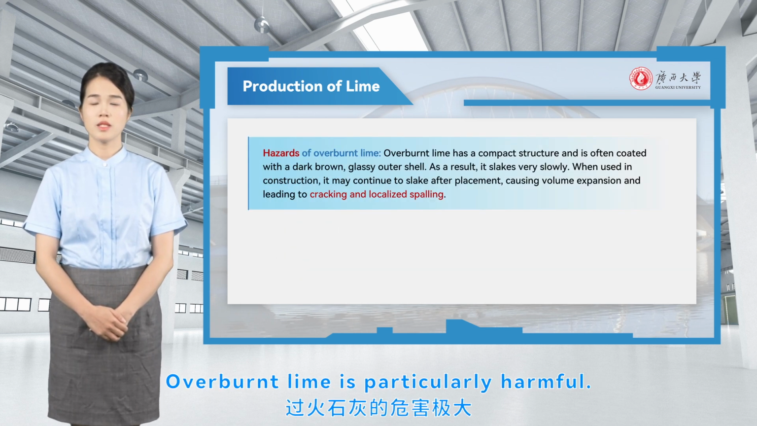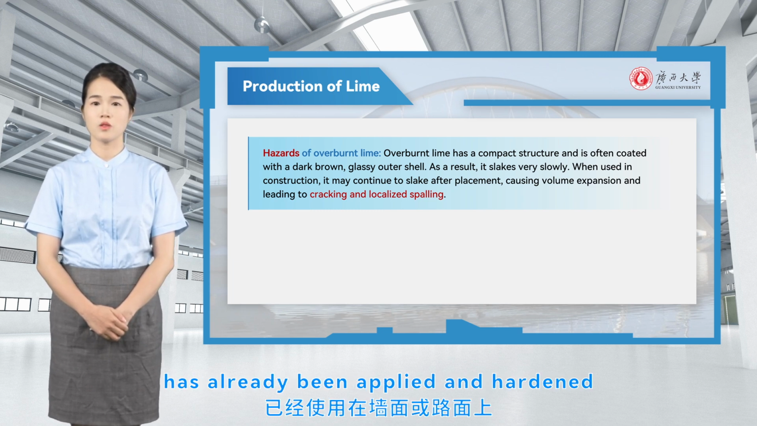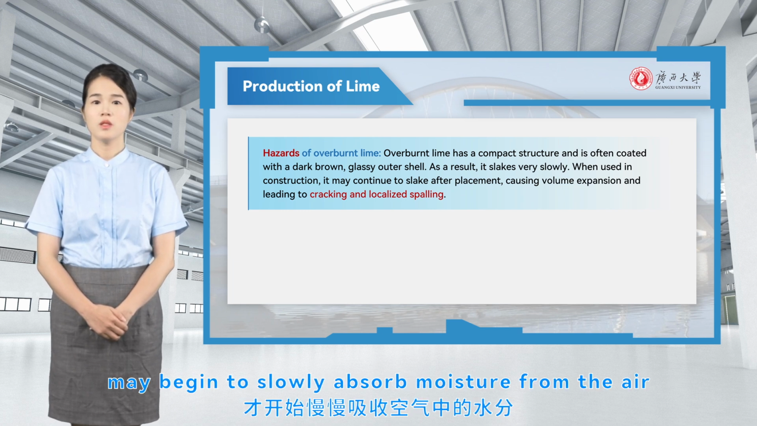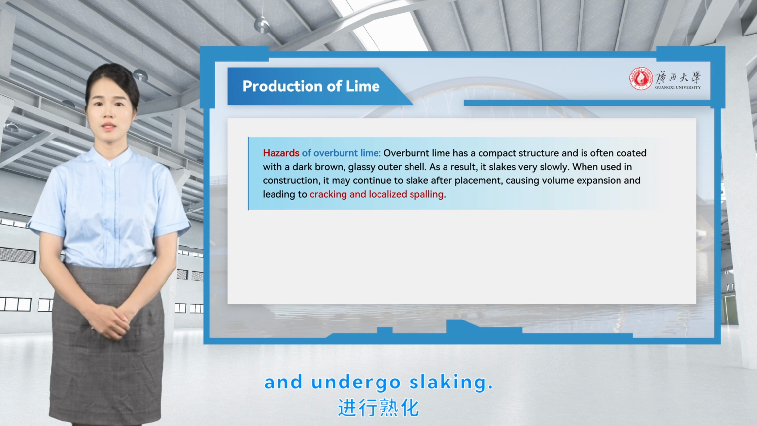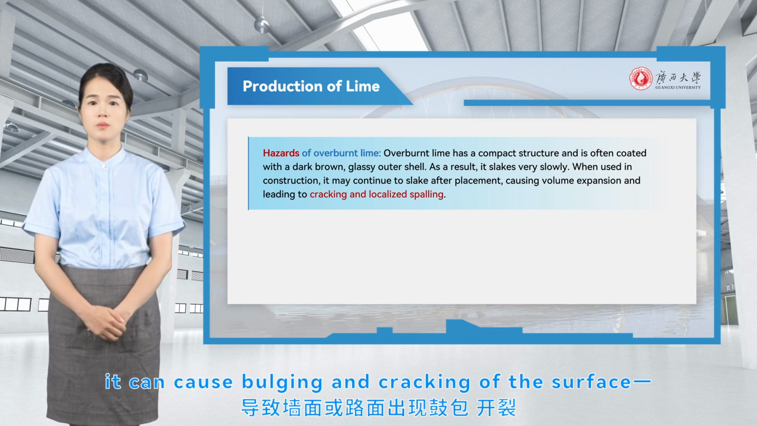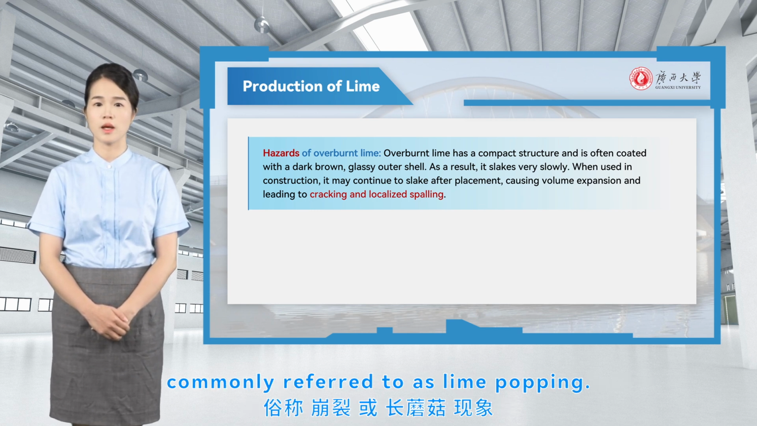Overburnt lime is particularly harmful. When lime mortar has already been applied and hardened on walls or pavements, the overburnt lime may begin to slowly absorb moisture from the air and undergo slaking. As its volume expands, it can cause bulging and cracking of the surface, commonly referred to as lime popping.